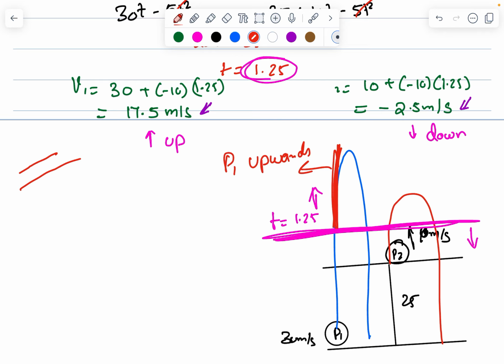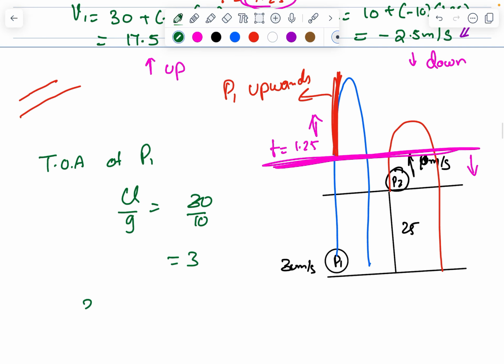So what am I going to find out? I am going to find out the time of ascent for P1. Time of ascent for P1 is nothing but U by g, which is 30 divided by 10, which is 3 seconds. Then 3 seconds minus 1.25 seconds is going to be 1.75 seconds. So for 1.75 seconds, P1 is going upwards and P2 is coming downwards.